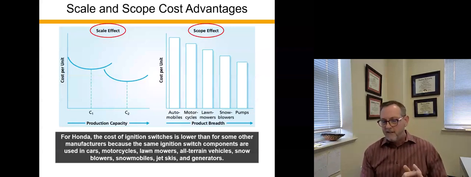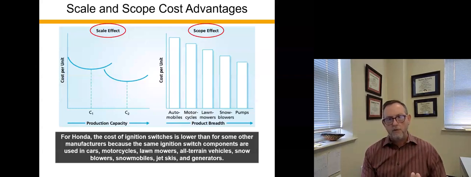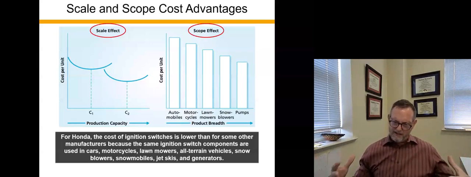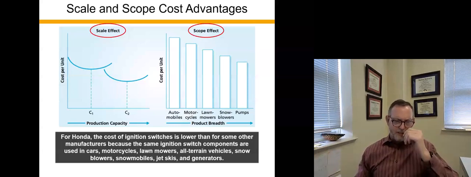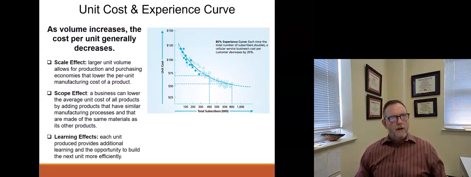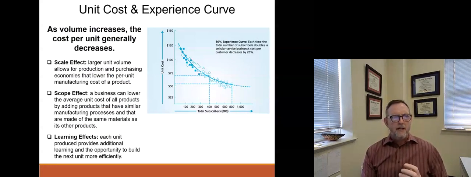So in this one, we have some type of component or piece that's going into an automobile, a motorcycle, a lawnmower, snow blowers, pumps. Honda is a great company to think of, because they have all these products. And when Honda has a design or a part, they might be able to use that in many different products. So when the product line is wide, deep, big mix, then the scope effects again help drive costs down quite a bit. Okay, so again, expressed here, we have the scale effect and the scope effect, in other words.